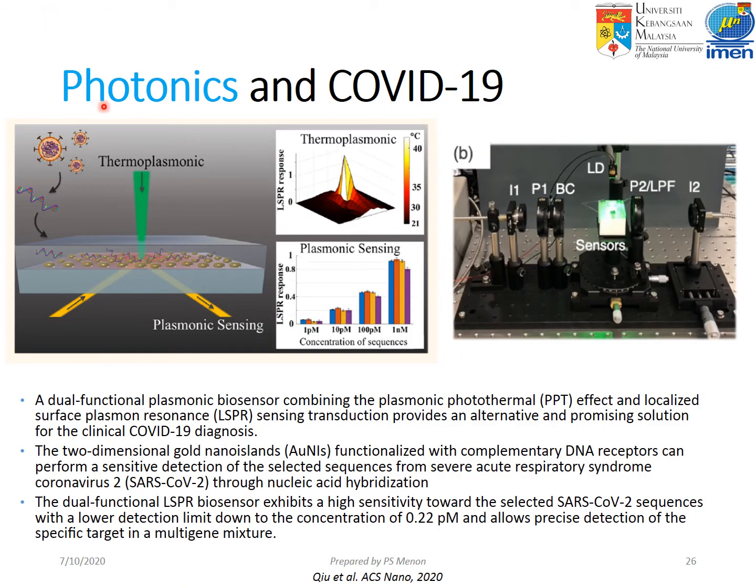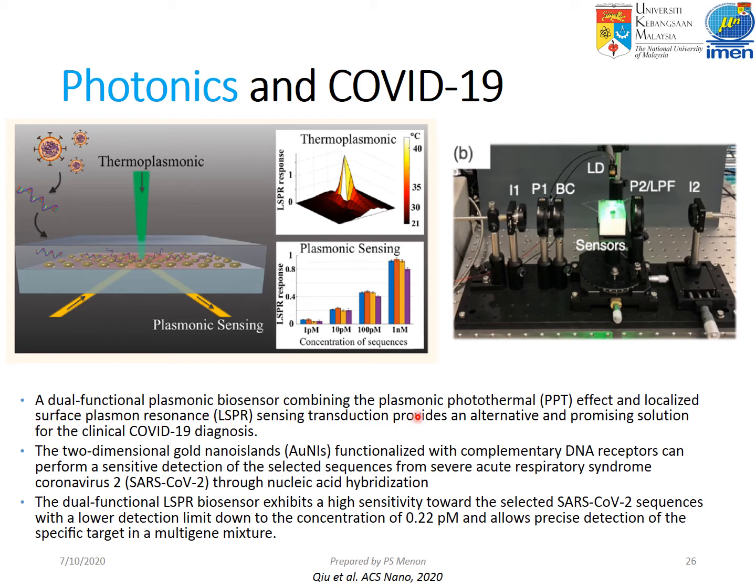Okay, so we all know that the world is being hit with the COVID-19 pandemic. How is photonics related to the COVID-19 pandemic? So this was extracted from a journal. The journal's name is ACS Nano, and it was published very recently, in 2020. So this shows the usage of light for detecting the COVID-19 virus. And it is actually a dual functional plasmonic biosensor.